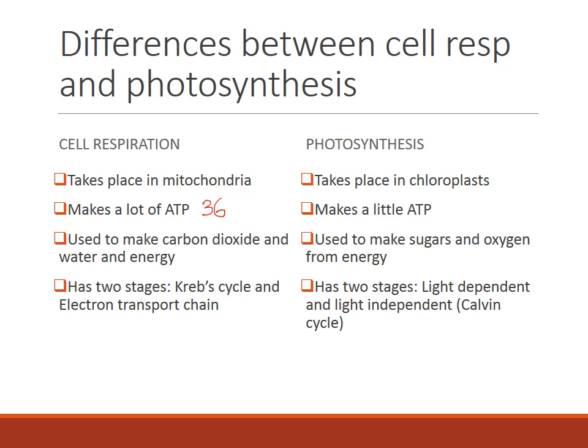They make a little bit of ATP. If I remember correctly, it's something around 6 or 7 ATP. It's not a lot, not nearly as much as cell respiration. It's still very important, but it's not nearly as much. It's used to make sugars and oxygen from energy. So we're actually using energy from the sun to convert that into sugars and oxygen.